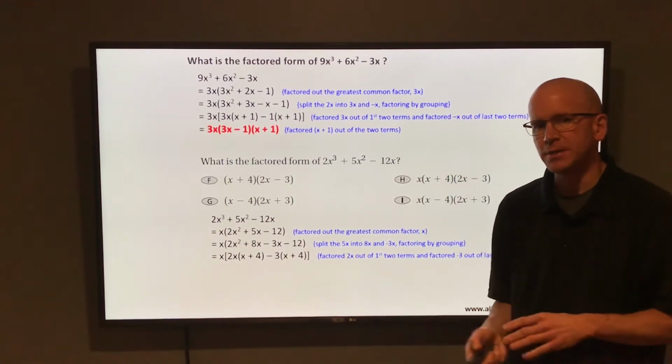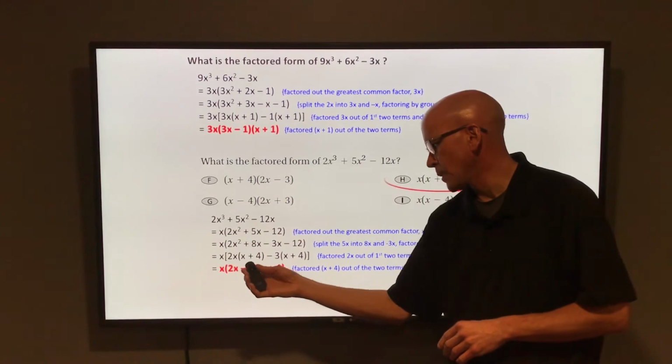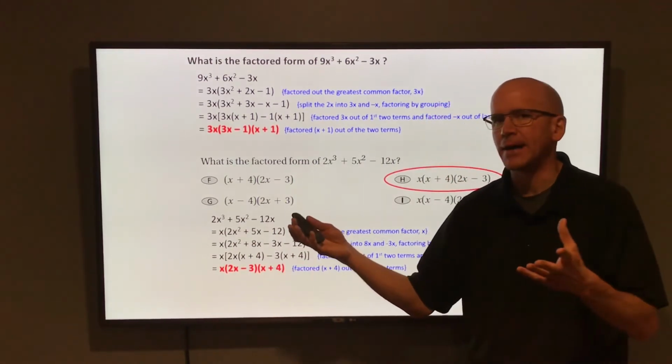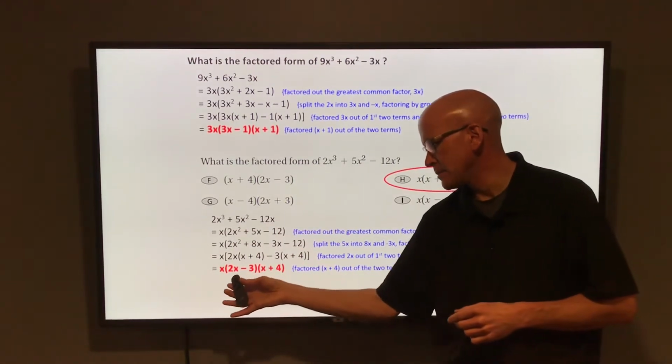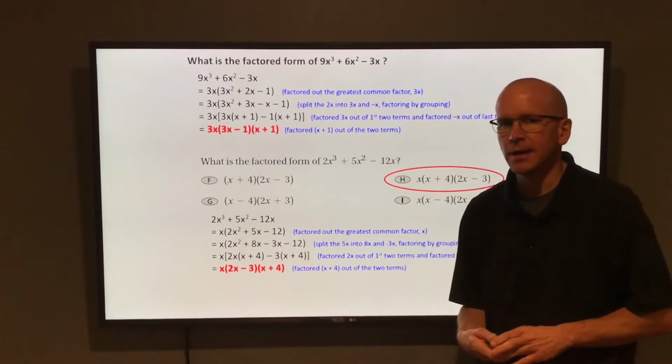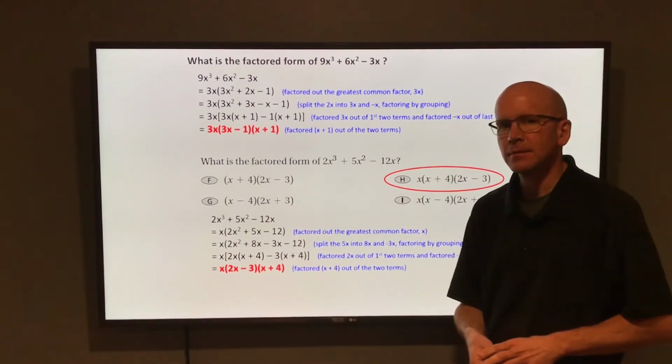It's just like erasing it. You're going to be left with that 2x and minus 3. So completely factored. This is x times 2x minus 3 times x plus 4. And that is letter H.